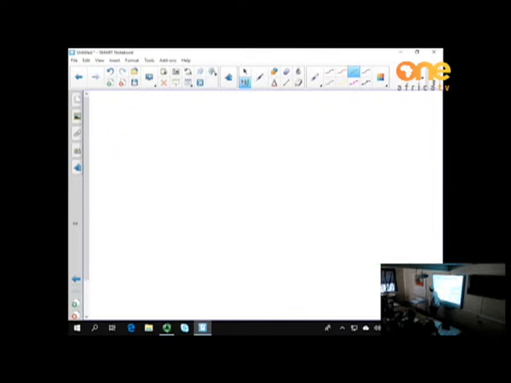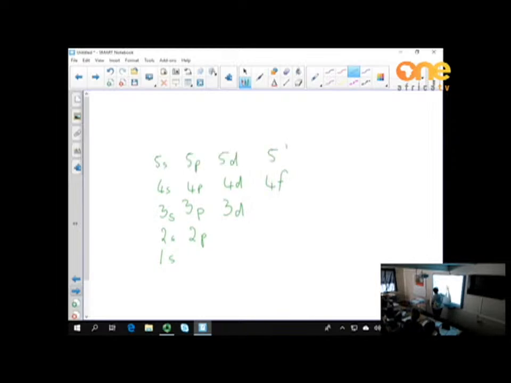All right. Now, the pattern that you can draw to help you remember how the electrons go in, we can write as follows. 1s, 2s, 2p, 3s, 3p, 3d, 4s, 4p, 4d, 4f, 5s, 5p, 5d, 5f. Okay, now the electrons go as follows.